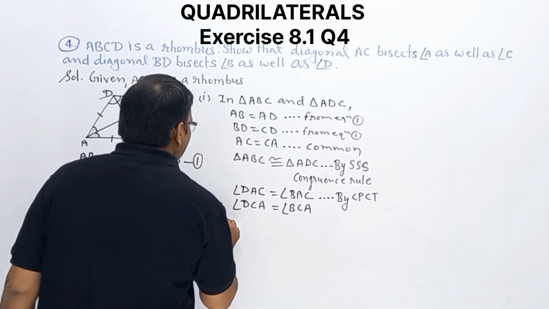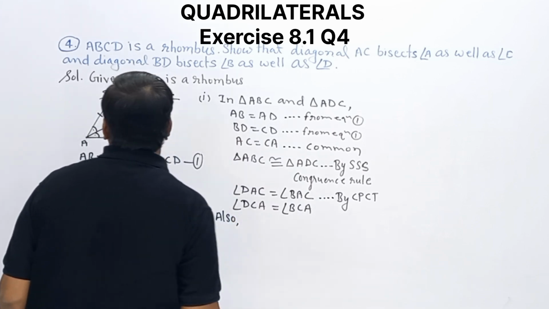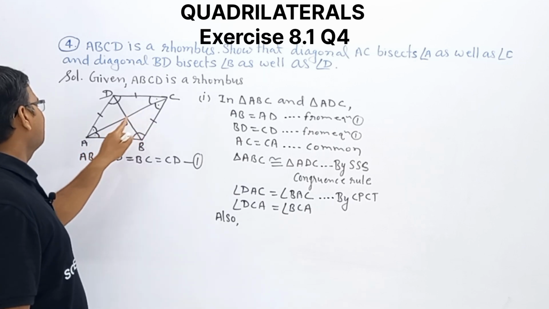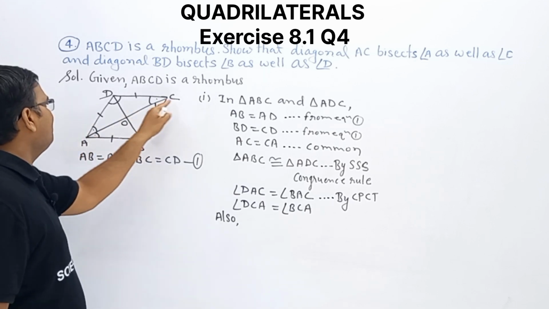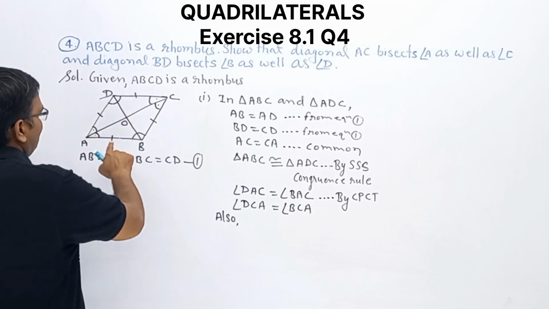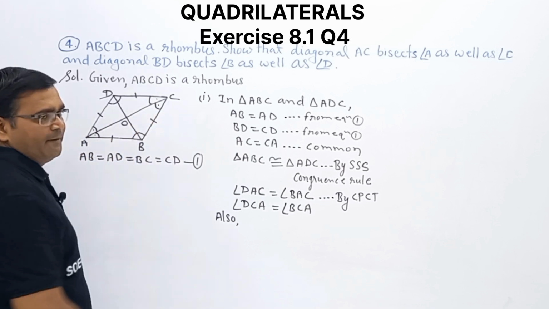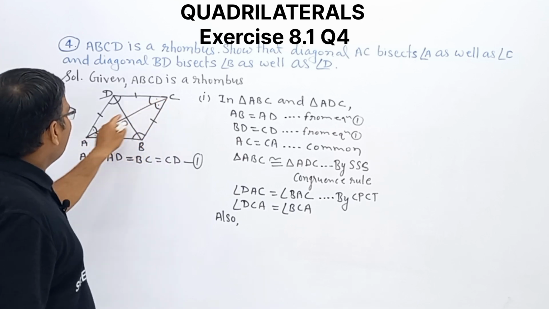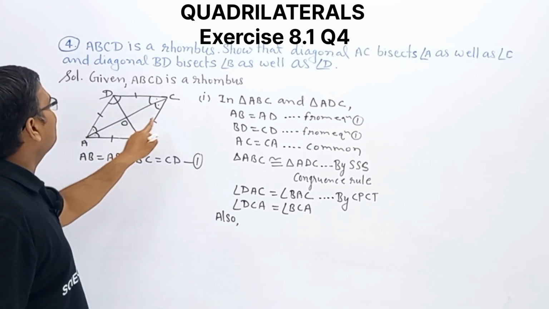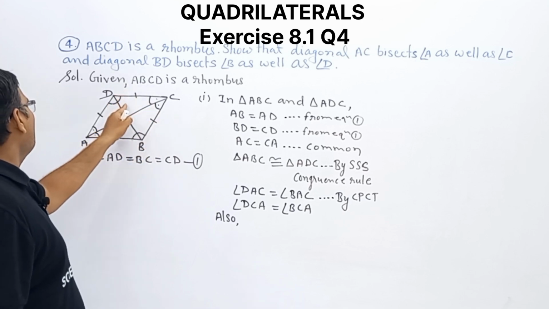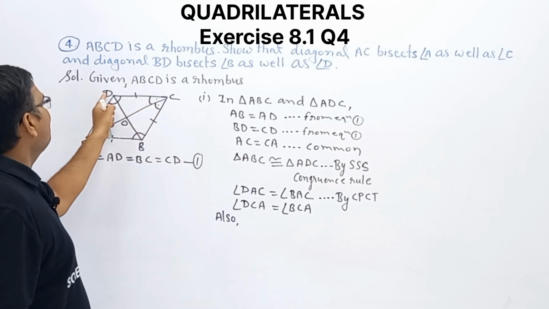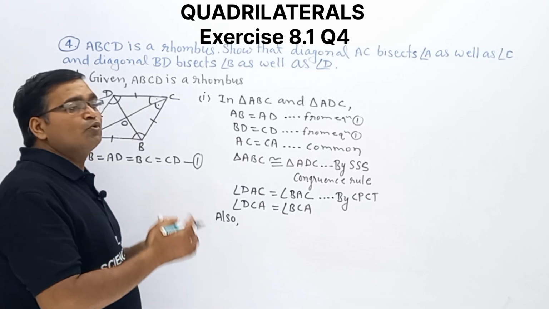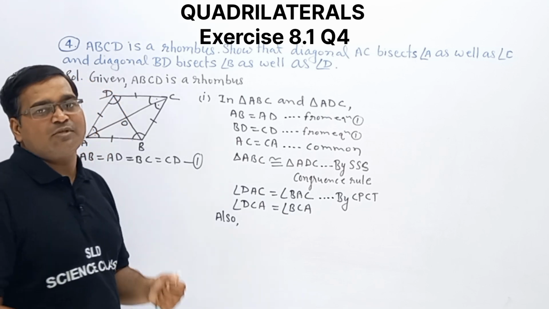Also we can write, in these triangles, once we talk about this triangle ABC, in which two sides are equal. Observe carefully. Once we talk about triangle ABC, in which AB equal to BC, similarly once we talk about ADC, AD equal to CD. In a triangle, once two sides are equal, that one is called isosceles triangle.